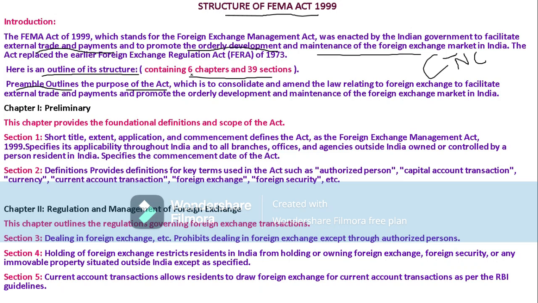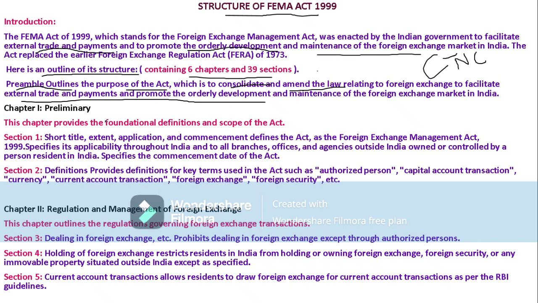It outlines the structure of the FEMA Act by giving the purpose of the act, which is to consolidate and amend the law. Consolidation means we are consolidating FEMA and FERA, the Foreign Exchange Regulation Act. FERA is now replaced with FEMA. So both the laws are consolidated and also amended in the structure of the FEMA Act relating to foreign exchange, to facilitate external trade and payments and promote the orderly development and maintenance of the foreign exchange markets. Now, what are the 6 chapters?